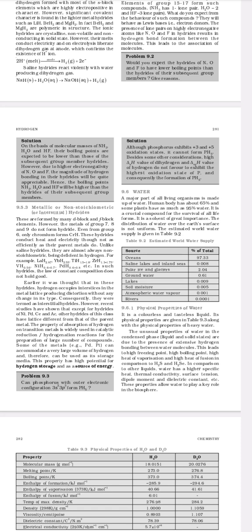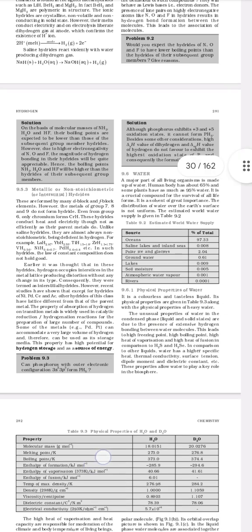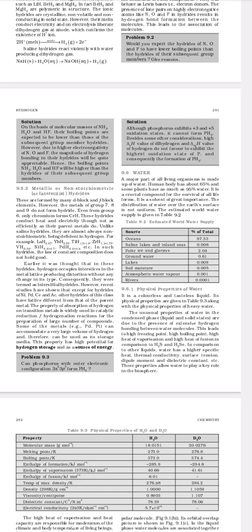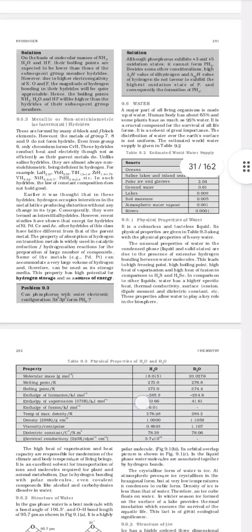Next topic is water. A major part of all living organisms is made up of water. Human body has about 65% and some plants have as much as 95%. It is a crucial compound for the survival of all life forms. It is a solvent of great importance. The distribution of water over the earth's surface is not uniform. The estimated world water supply is given in the below table.